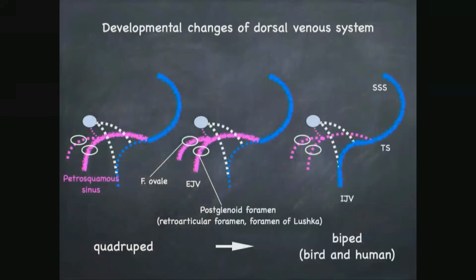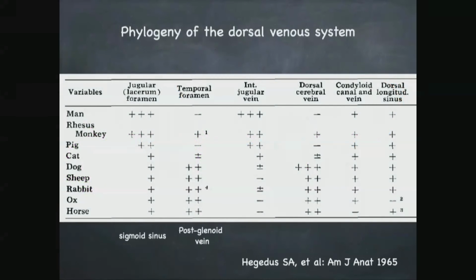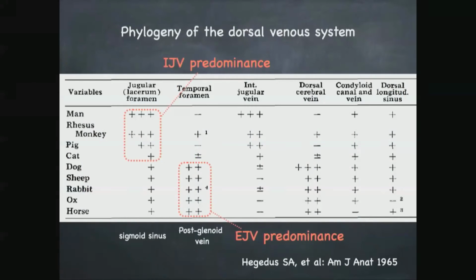So this is the dorsal venous system for biped or quadruped. Quadrupeds prefer petrosquamous sinus drainage, but bipeds, like us, prefer the internal jugular drainage. Let's see the dorsal venous system of the higher mammals. Man, rhesus monkey, pig, and cats mainly drain through the internal jugular veins. However, the dog, sheep, rabbit, ox, and horse are external jugular predominant. But interestingly, only man uses solely the internal jugular vein.